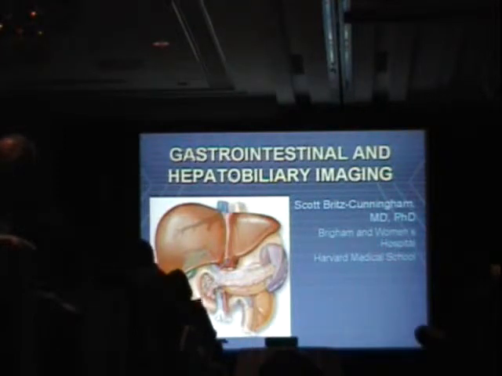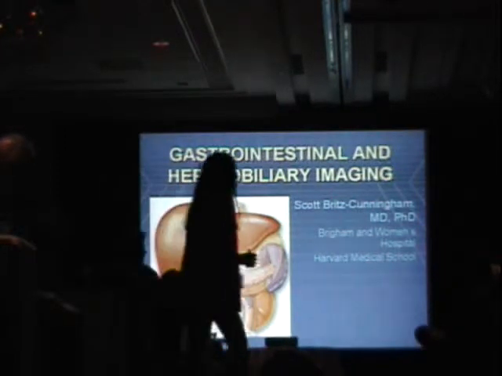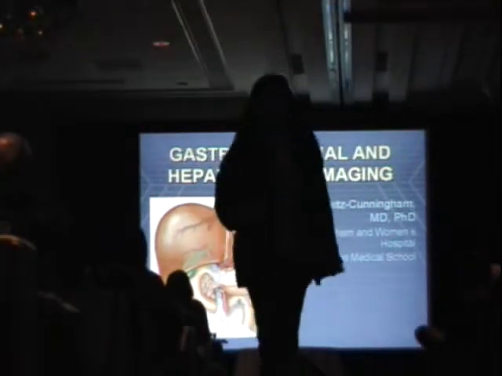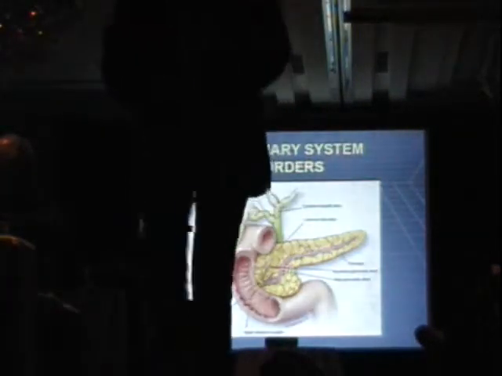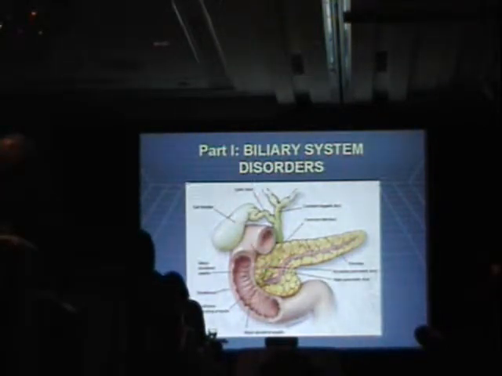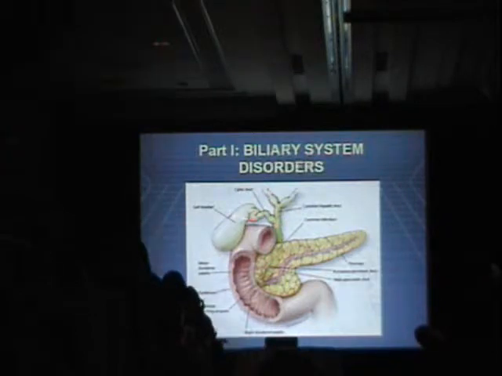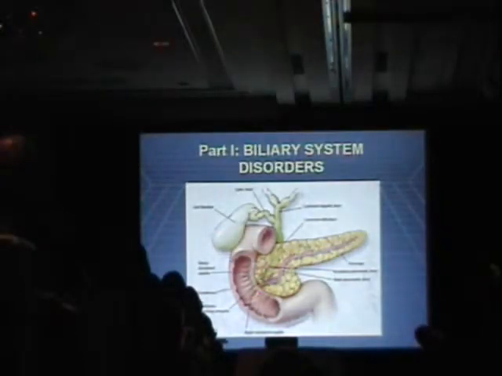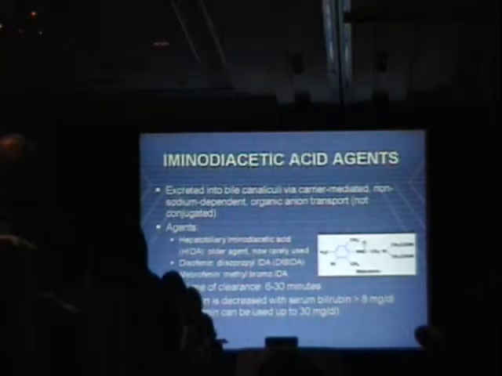So let's move on now to GI and hepatic imaging. There's a lot to say here, so I may move pretty fast. Biliary system, you all know the anatomy of it, I'm sure. It's the common hepatic duct, common bile duct, cystic duct, and the ampulla of Vater. We're going to be revisiting all these structures in the next few minutes.